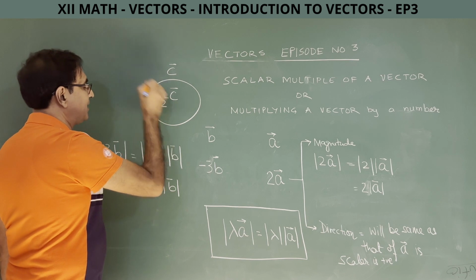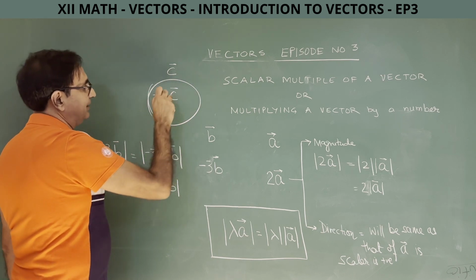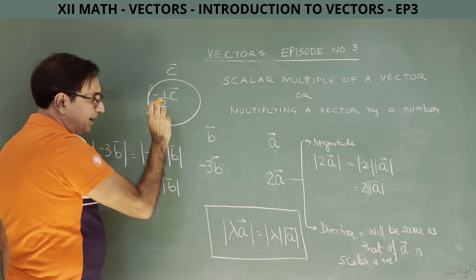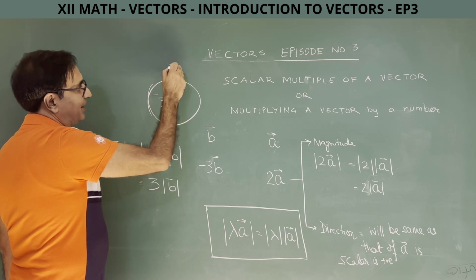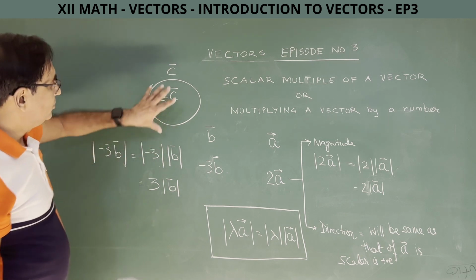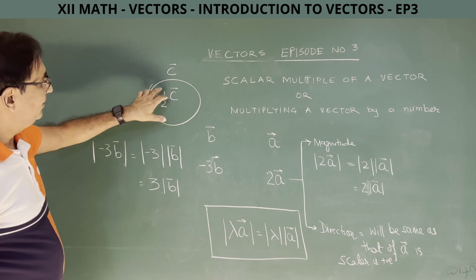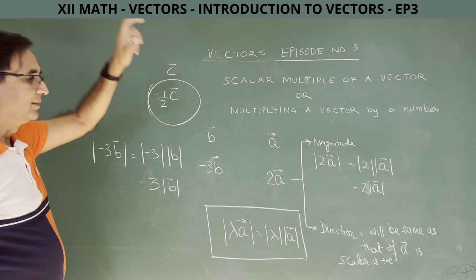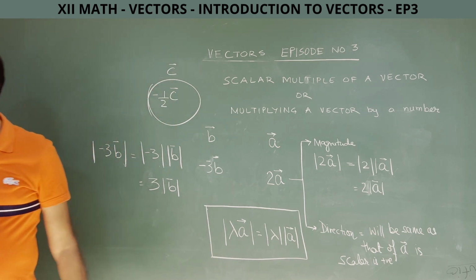If I multiply it with minus, now this vector will have magnitude 1 by 2 times the magnitude of vector c. The magnitude won't be minus. 1 by 2 times, suppose the magnitude of vector c was 10. So the magnitude of this vector which I have drawn in a circle will be 1 by 2 into 10, that is 5. And the direction of this vector will be opposite to that of vector c.